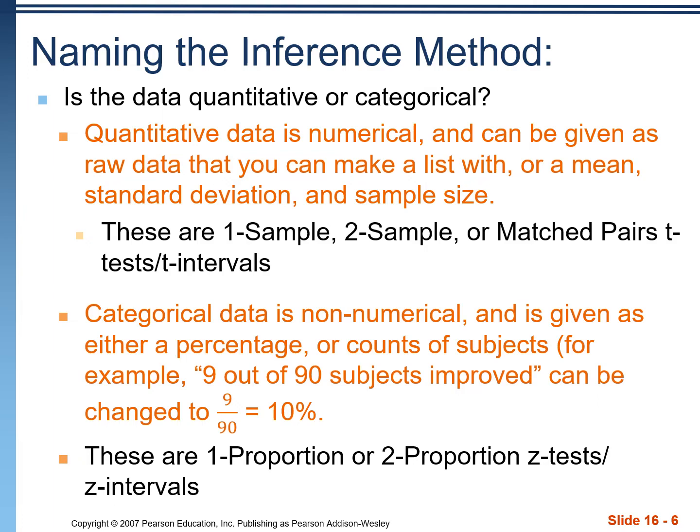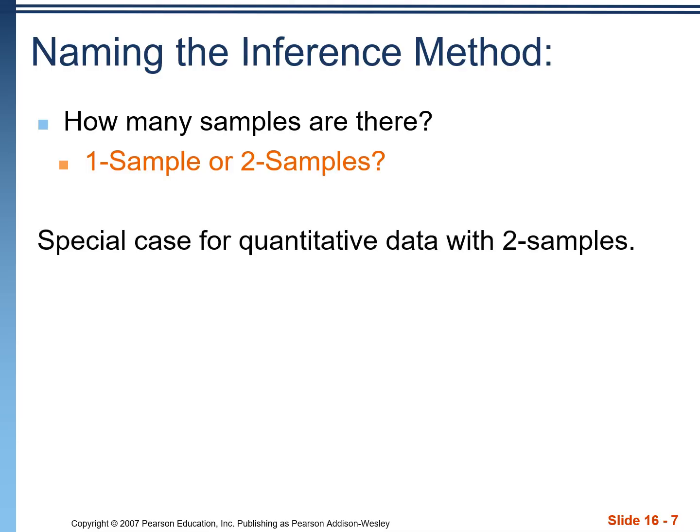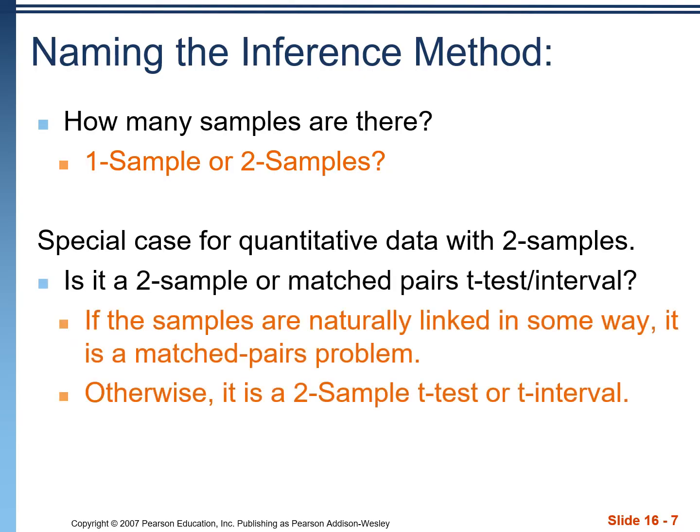Categorical data is non-numerical. It'll be given either as a percentage or counts of subjects. For example, 9 out of 90 subjects improved. We would make a fraction out of that to get 10%. That would be our p-hat. These are one proportion and two proportion z-tests and z-intervals. Once we have that figured out, we want to determine how many samples are there. Is there one sample or two samples? Special case, when we have a quantitative problem with two samples, we want to see, are these samples linked in some way? If the samples are naturally linked, that's a matched pairs problem. Otherwise, it's a two-sample t-test or a t-interval.